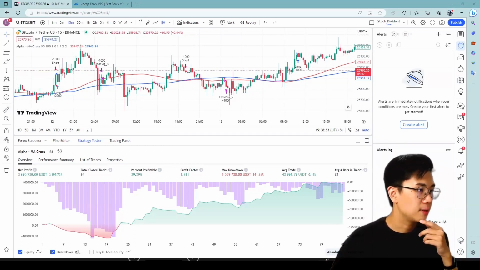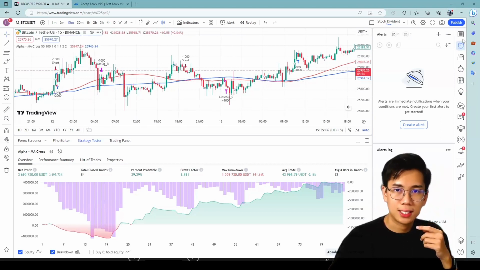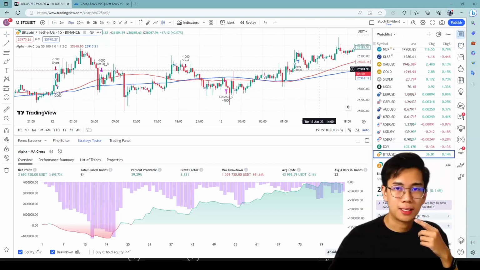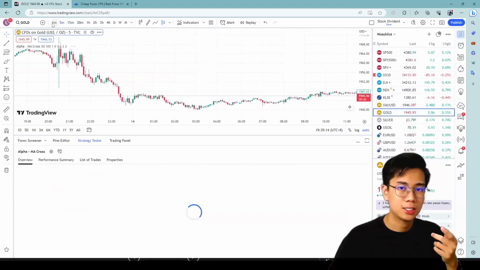I think my team did not add it for me. No Bitcoin spot, right? Isn't this Bitcoin spot, not perpetual? Okay, it's not futures, it's Bitcoin USDT. Of course, if you want to apply it in spot, you also can. You want to apply in any market, also can. All right, just apply it, and then you can just change the time frame.